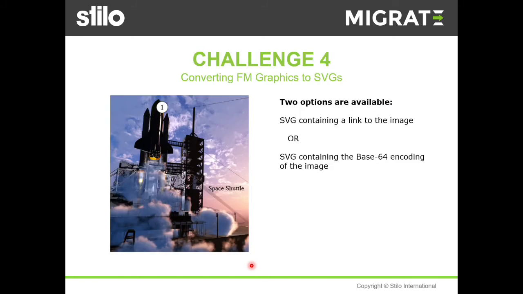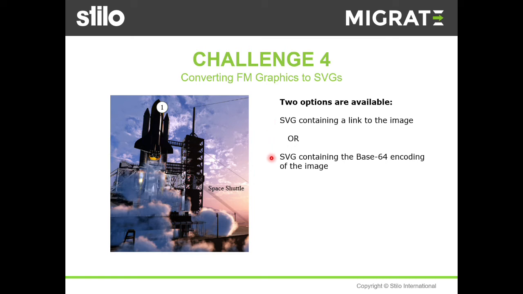Okay, in this fourth challenge, we're going to switch gears a bit. We focused on Microsoft Word up to this point. Now we're going to take a look at Adobe FrameMaker. For FrameMaker graphics, the first option is to create an SVG from the FrameMaker graphic, which contains the callouts and an image link. The drawback is that there are two levels of links to manage: the link from the DITA to the SVG, and the link from the SVG to the PNG or JPEG.